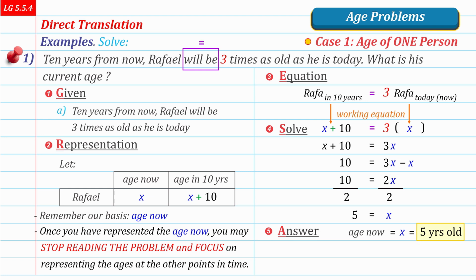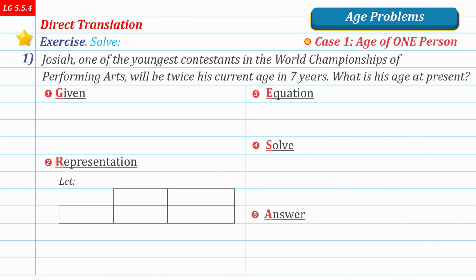Now, it's very important to check our answer. If Rafael is 5 now, in 10 years, he will be 5 plus 10, 15. So, according to the condition from the original equation, is 15 3 times 5? Yes, it is. So, our solution is correct. You've successfully solved a single person age problem. We're now ready for an exercise.